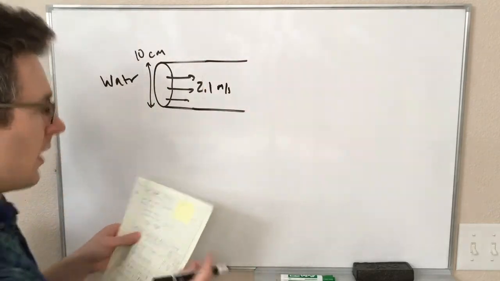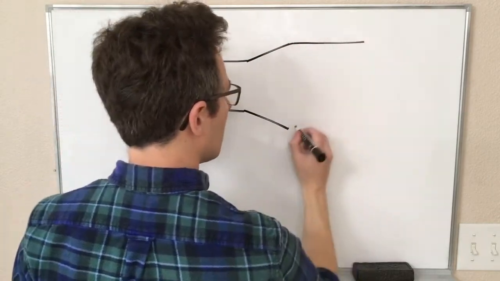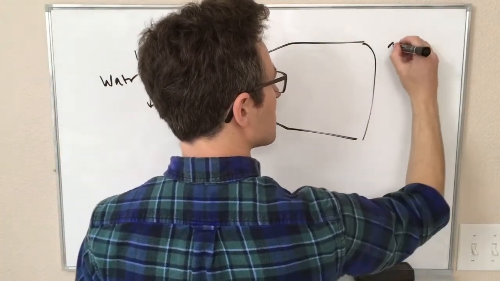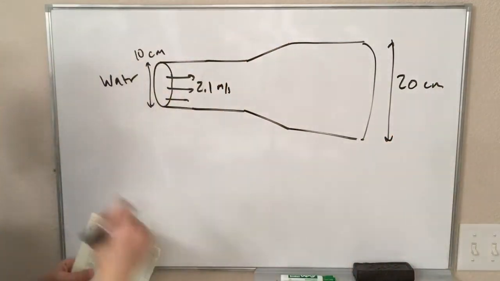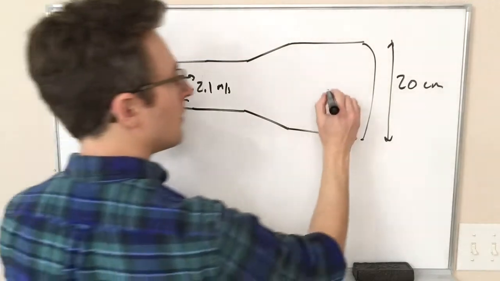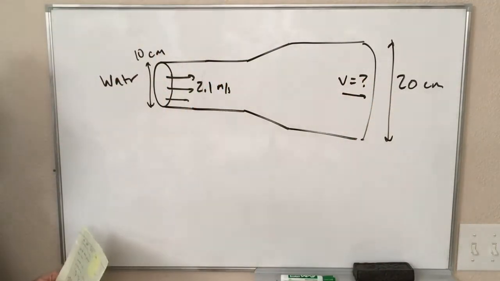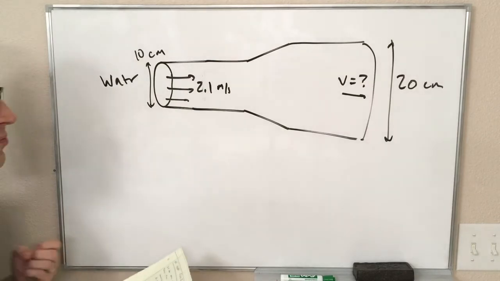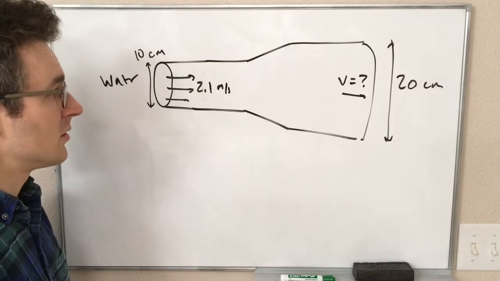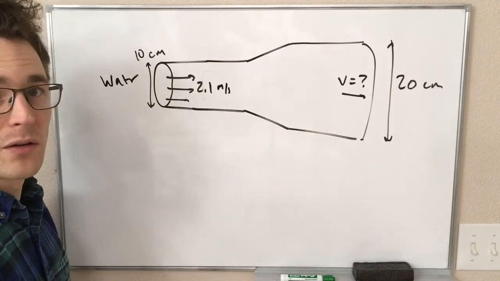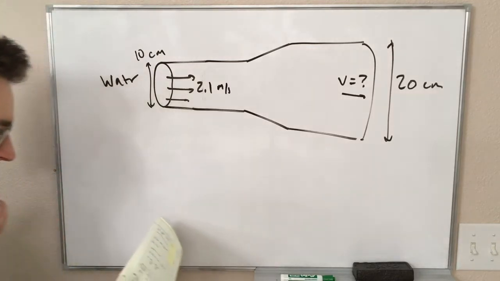And let's say this pipe then gets bigger. There's some kind of expansion, and the diameter of the pipe increases to 20 centimeters. What is the velocity over there? So without doing anything, we should at least be able to guess if the velocity is going to speed up or slow down. So think about that. And then let's look at this.